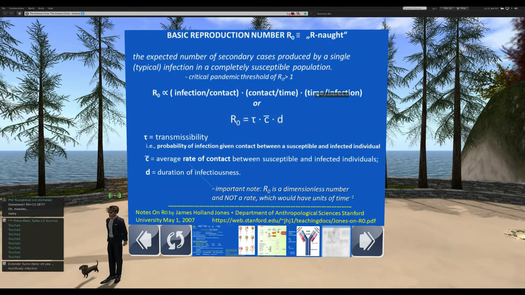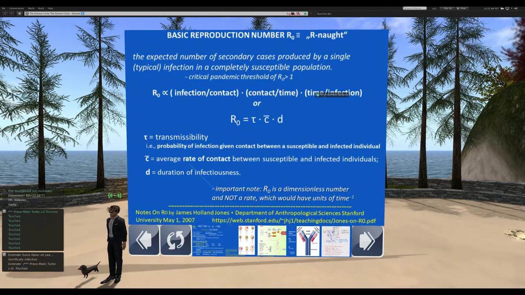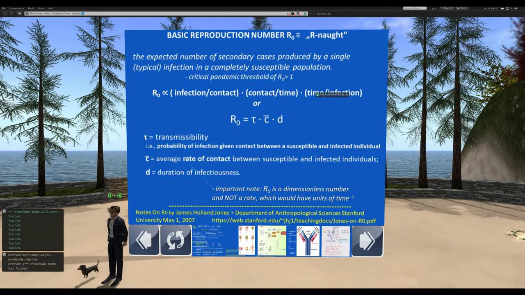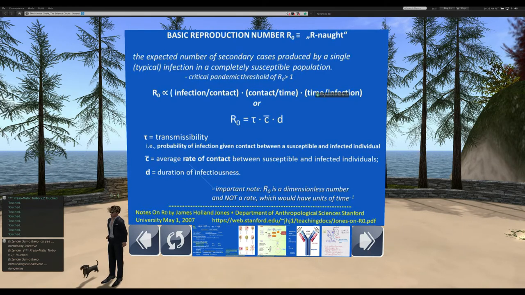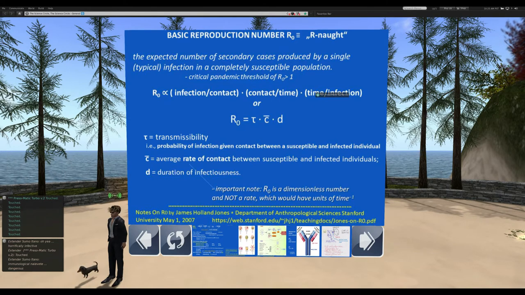And if you look at the formula for basic reproduction number, you have this transmissibility factor. These are all multiplicative factors, proportionalities: average rate of contact between susceptible and infected individuals, and the duration of infectiousness, how long people were infected.